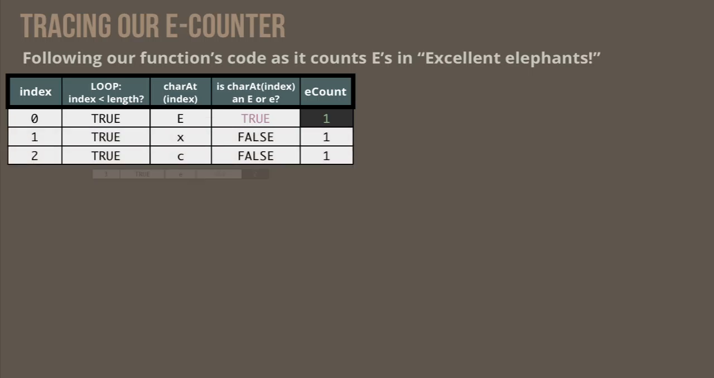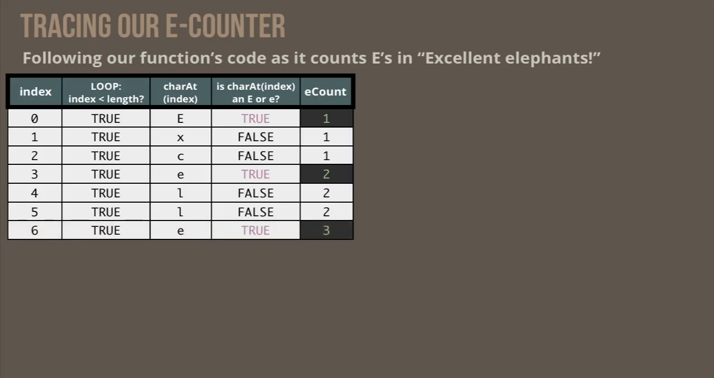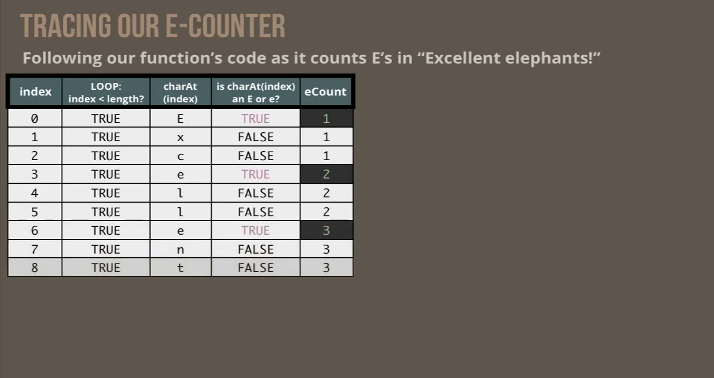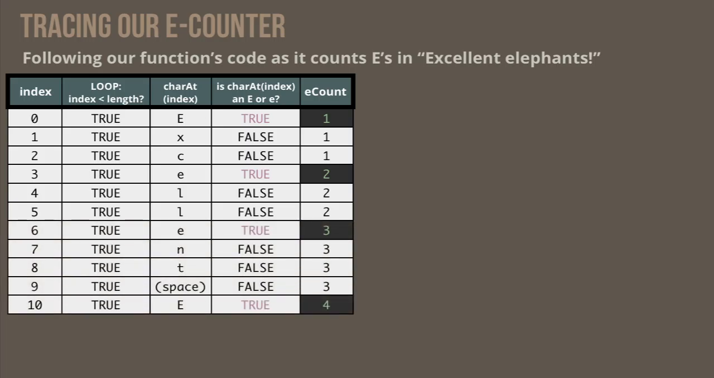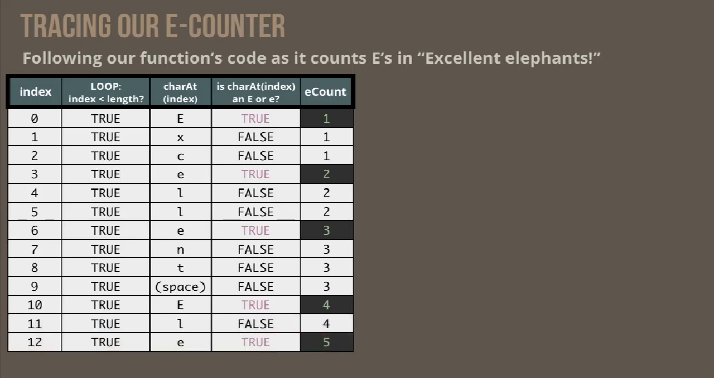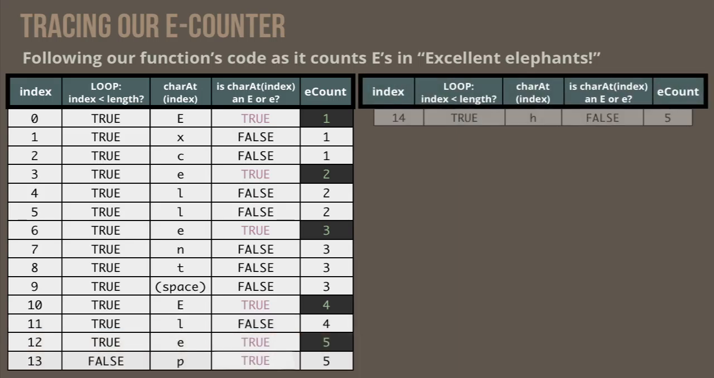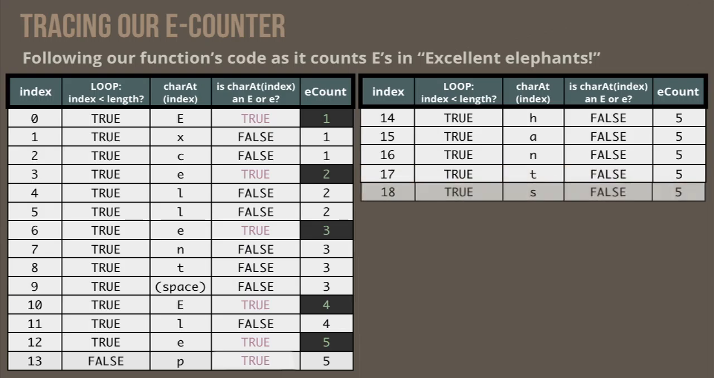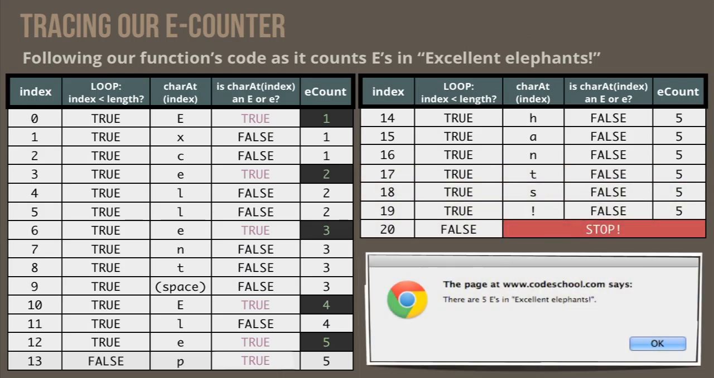As the loop continues, this procedure will occur for every character, including spaces and punctuation. And when we finally get to the index that is just past the end of the string, we'll get a false value from the loop condition and stop the loop. The function will instantly return an e count of 5.